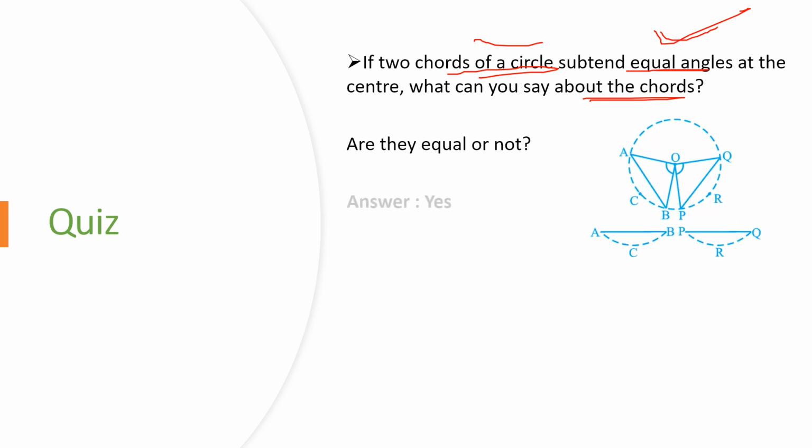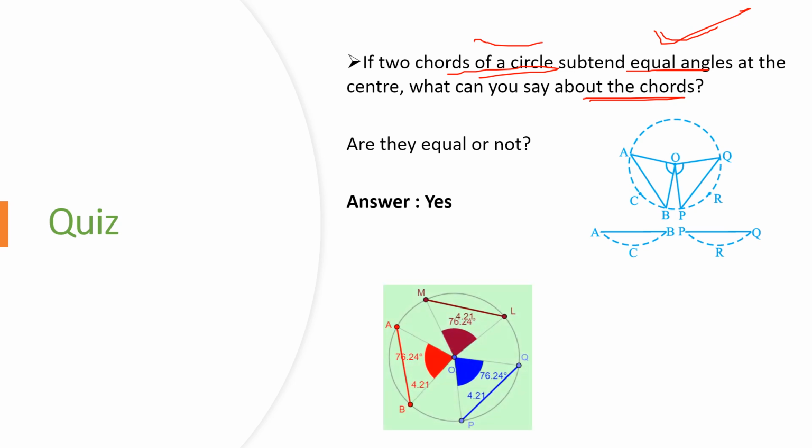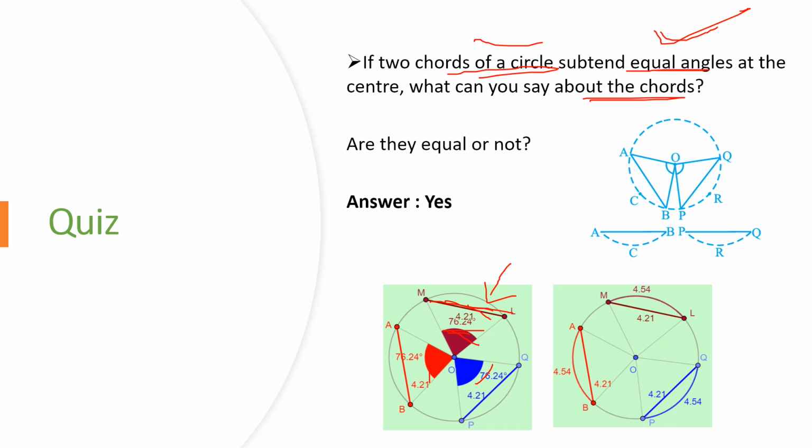The answer is yes. It's simply a corollary of it. Just to visualize it, I added a couple of slides here. So the chords are equal, angles are equal. If angles are equal, chords are equal. If chords are equal, angles are equal. As simple as that, right? Similarly, I added even more information: arcs are also equal if chords are equal.